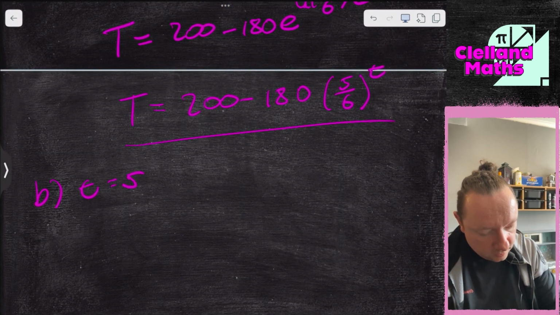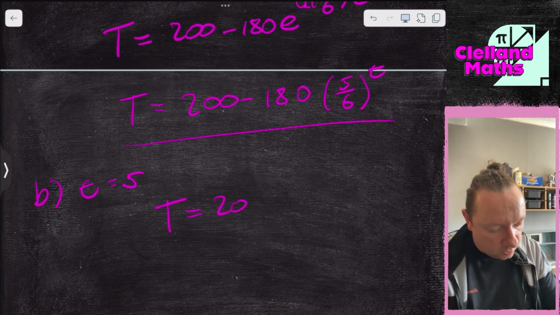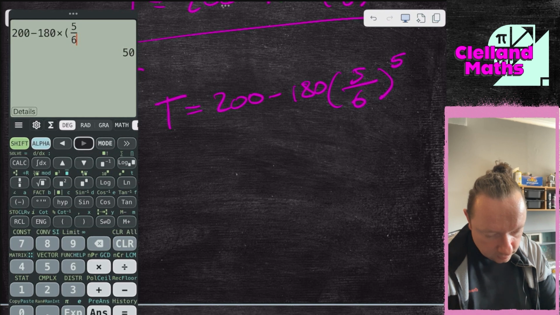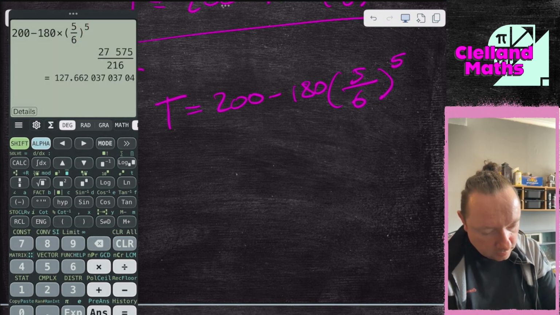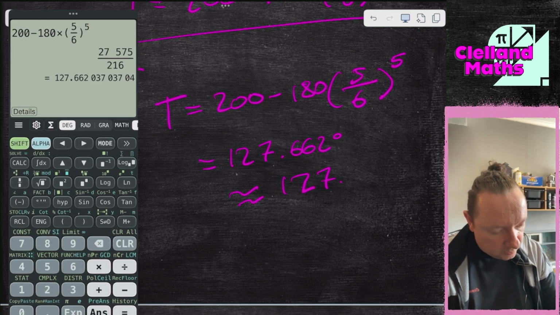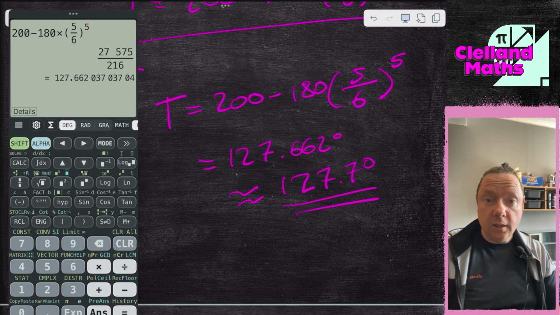t equals 5, so T equals 200 minus 180, 5/6 to the power of 5. 200 minus 180 times 5/6 to the power of 5 is 127.662 degrees, or about 127.7 degrees. And we're done there.